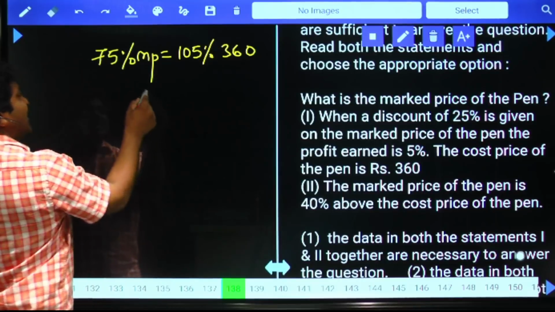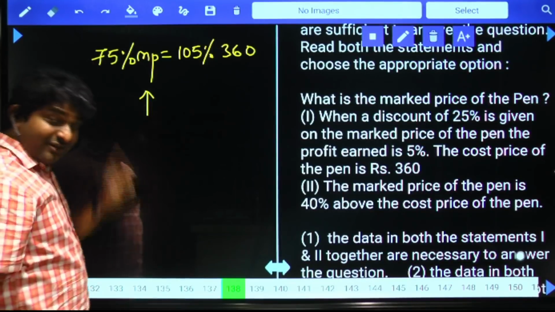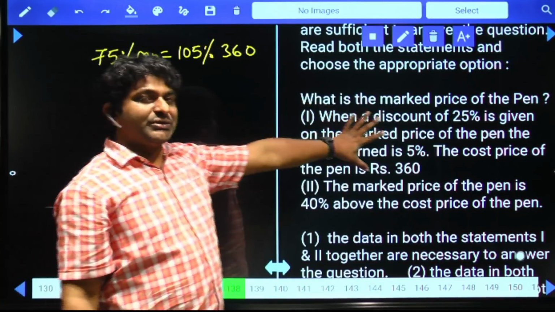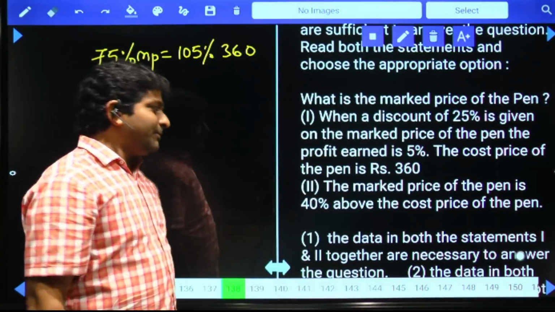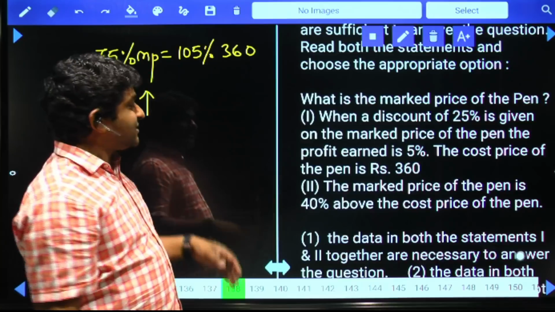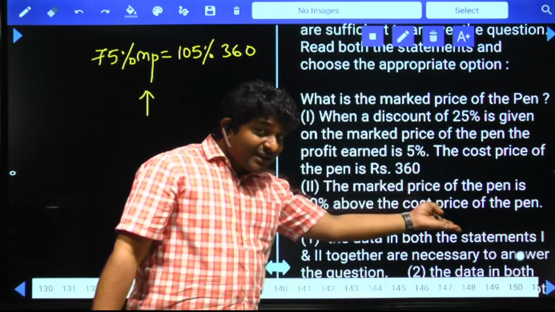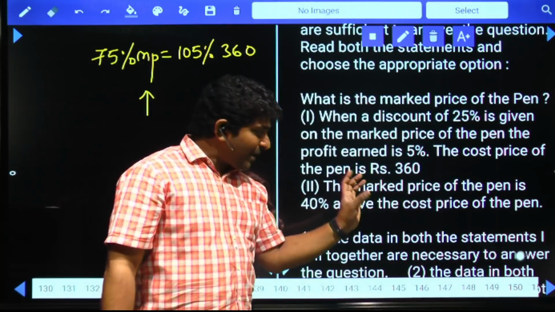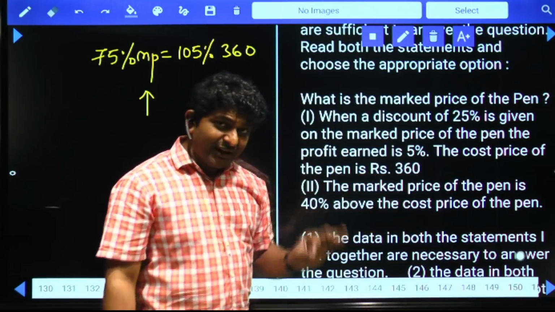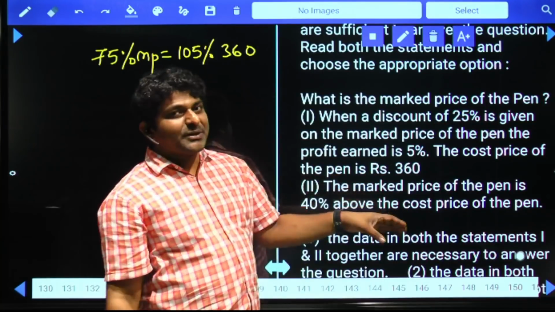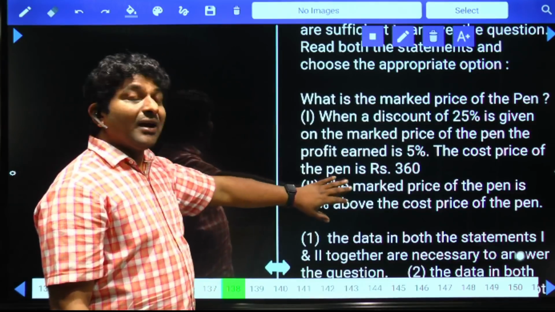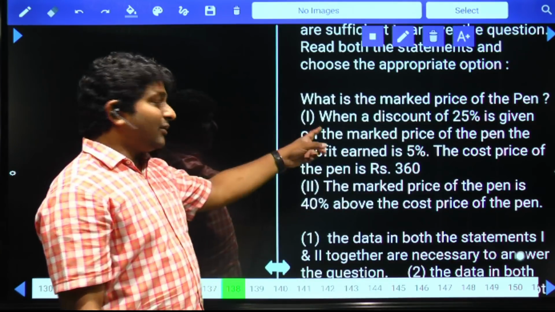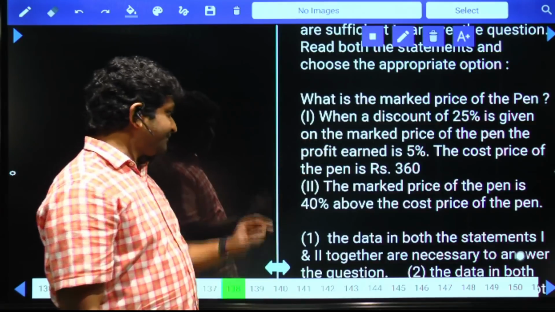How many variables are there? There is only one variable, market price. Definitely we can answer this question using 1 alone. 1 alone is sufficient. The market price of the pen is 40% above the cost price. But how much is cost price here? Using 2 alone, we have comparison between market price and cost price. That is fine. But how much is the cost price? That value is not there. Hence, answer cannot be done using 2 alone. 1 alone is sufficient, but not 2 alone.